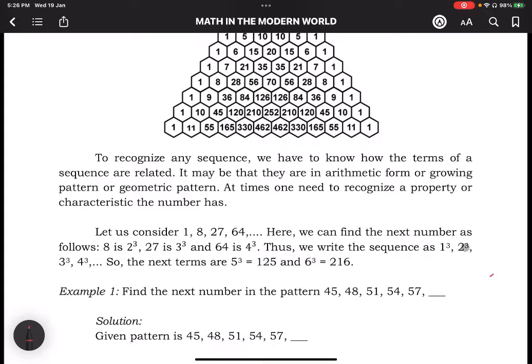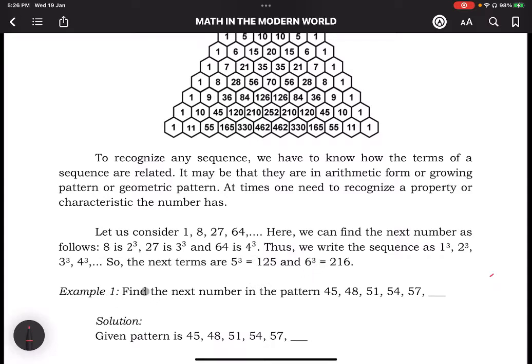We can see here that all the numbers are ascending by 1: 1, 2, 3, 4. We just put an exponent of 3. So the next ones are 5 to the third power and 6 to the third power.